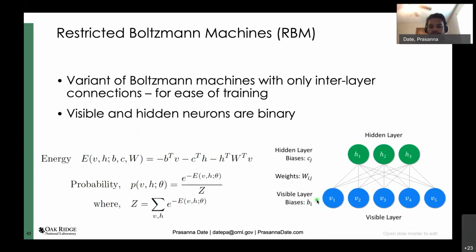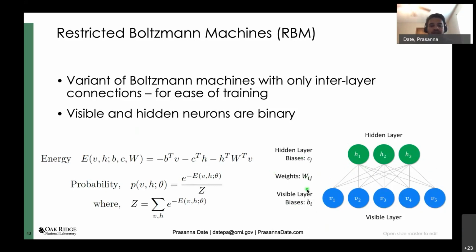And then you can think of the hidden layer as some sort of an encoding of the visible layer, or some sort of an encoding of the data. So these could be your extracted features or any encoding that you like. Now all these visible and hidden neurons are binary, so they can only be either 0 or 1. But the weights that connect the visible layers and the hidden layers can be real valued.